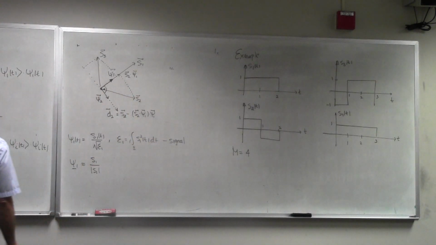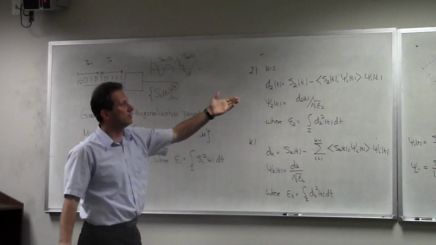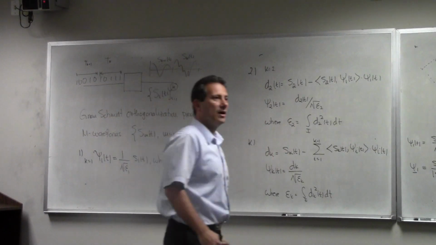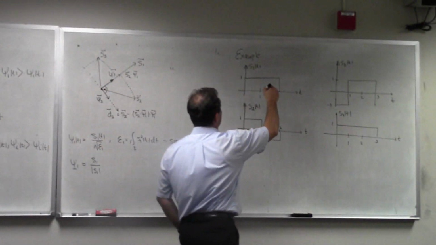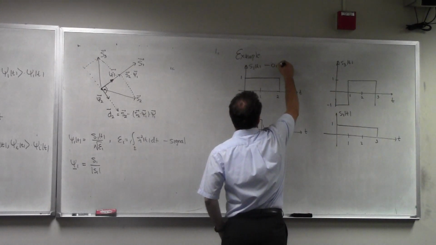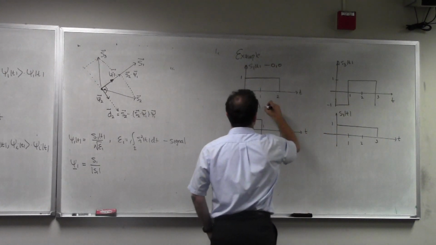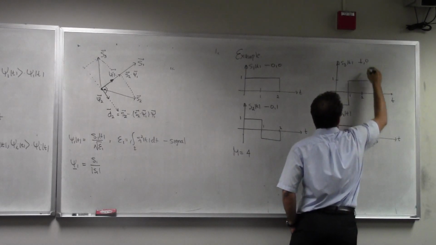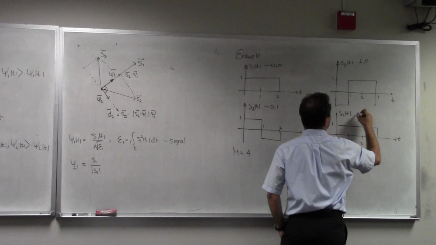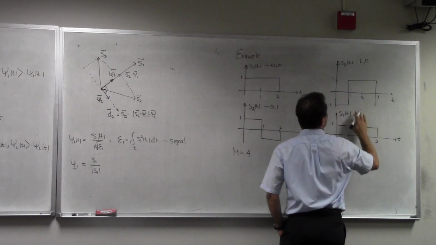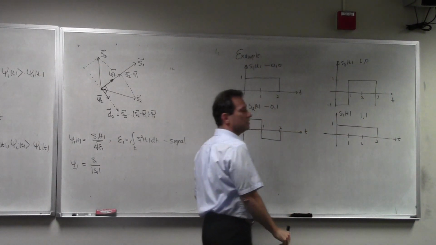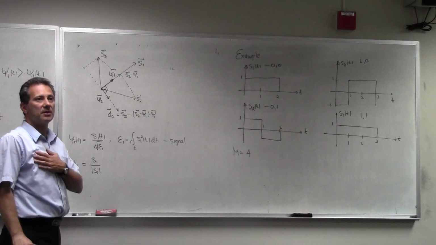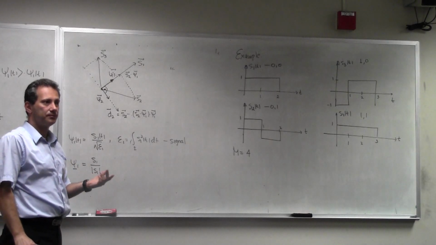To relate back to this picture here, I can use, for example, this set to encode 2 bits at a time. If I have 0, 0 maybe, I send this. If I have 0, 1, I send this. If I have 1, 0, I send this. If I have 1, 1, I send this waveform. So I have 4 waveforms, but that doesn't tell me what is the dimensionality of this signal space.